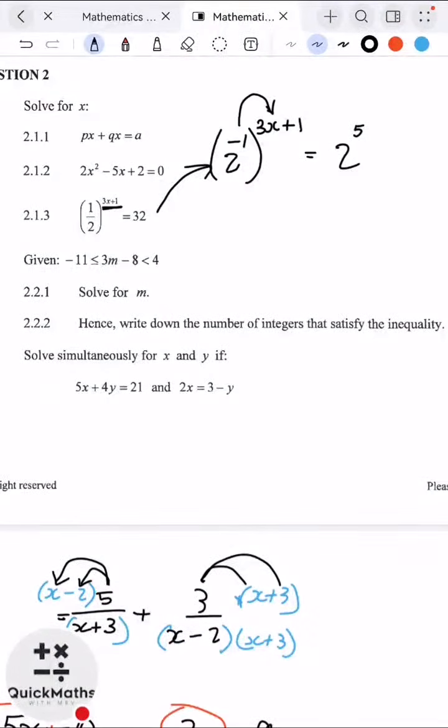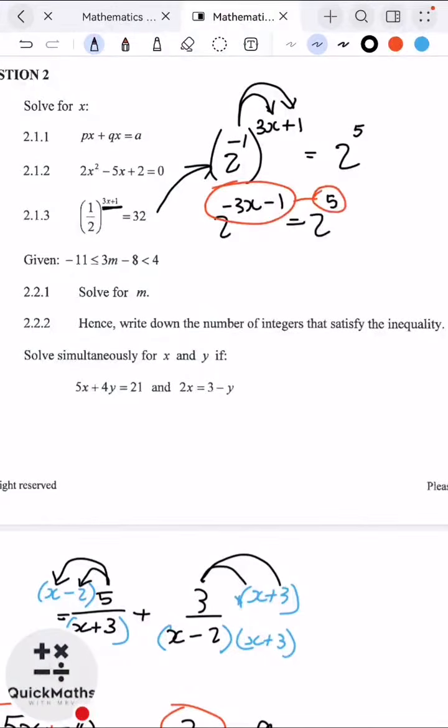This one, let's multiply it out. So this is 2 to the power of minus 3x minus 1 is equal to 2 to the power of 5. Okay, so why do you want the same bases? Because we know if our bases are the same, our exponents will be equal. So this thing over here has to equal that one over there.